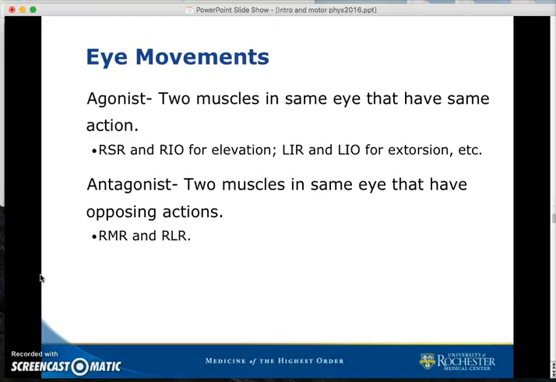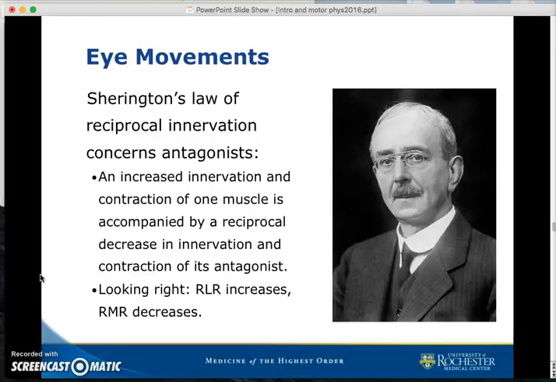Agonists describe two muscles in the same eye that have the same action. So the right superior rectus and right inferior oblique both elevate the eye. The left inferior rectus and left inferior oblique both extort the eye, so two muscles in the same eye that have the same action. Antagonists are two muscles in the same eye that have opposite action. So the medial rectus and the lateral rectus oppose each other in abduction and adduction.